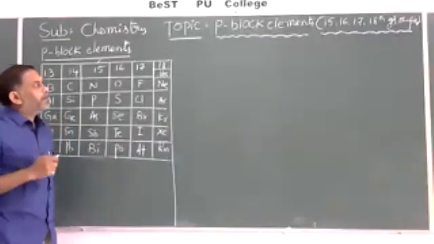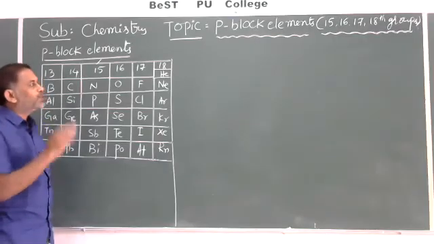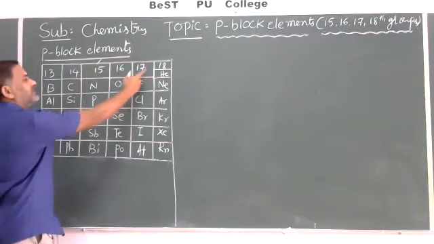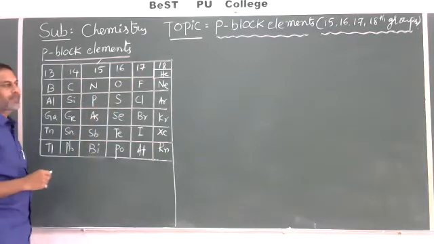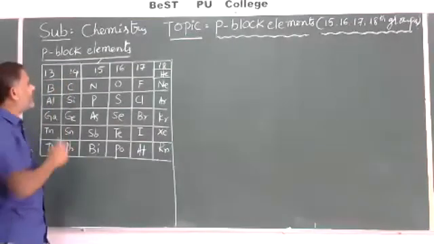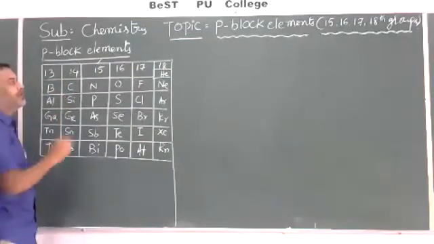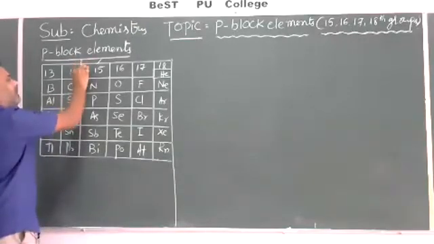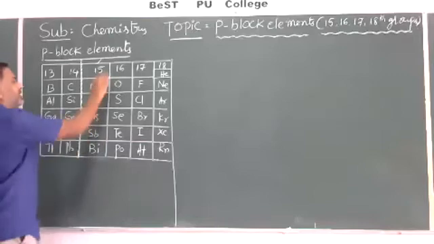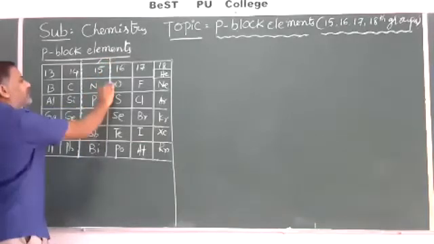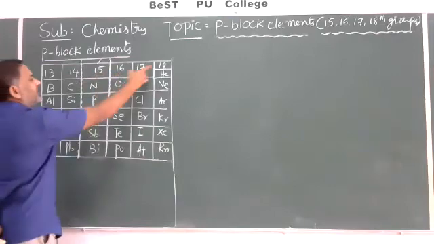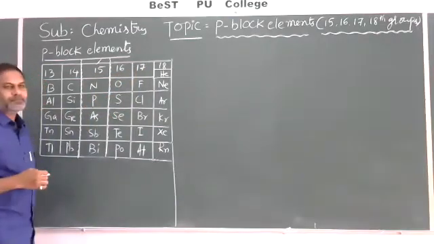In P block elements, a total of 6 groups are there: 13, 14, 15, 16, 17, and 18 groups. In first year, 13 and 14 groups were completed, the boron family and carbon family. Now in 12th standard, that is second PUC, four important P block groups remain, that is 15, 16, 17, and 18 groups.